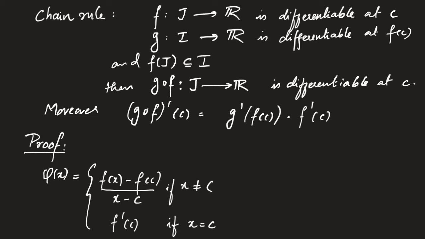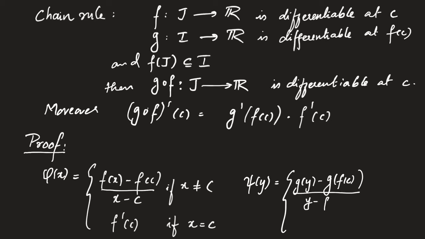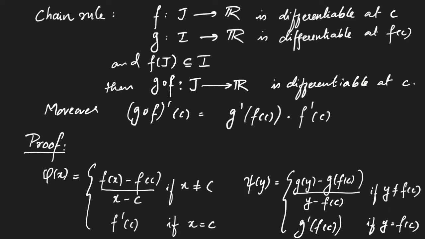Let us now similarly define a function psi of y. Psi of y I define as g of y minus g of f of c divided by y minus f of c if y is not equal to f of c, and is equal to g dash at f of c if y is equal to f of c. Again, from the differentiability of g at f of c, we get that this function psi is continuous.